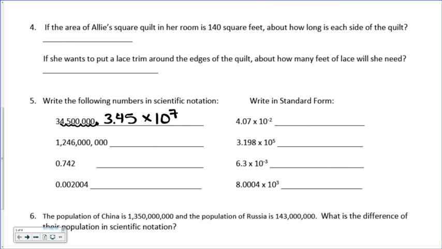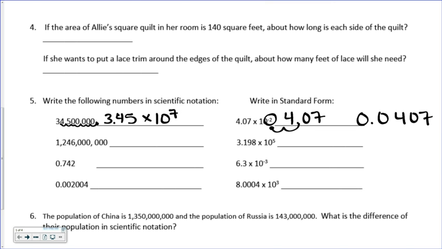So start with your original number, 4.07. And since I have a negative exponent, that tells me I'm going to make my number smaller. So I'm going to move it 2 places, 1, 2, and my new number is 0.0407.